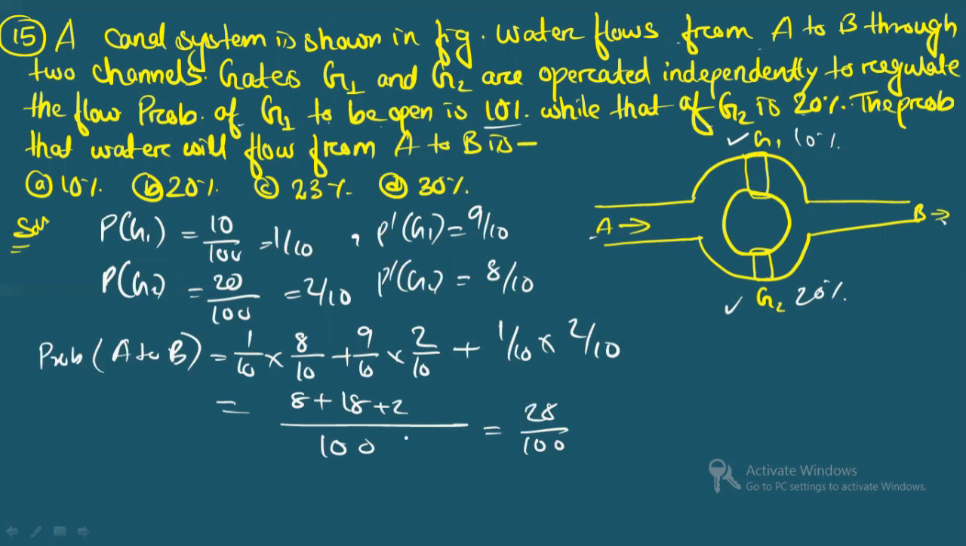So when you convert this into percentage, you can write directly. This is giving you 0.28. When you convert it to percentage, this is 28%. The probability that water will flow from A to B is 28%. Clear? So this option is 28. I wrote by mistake 20.